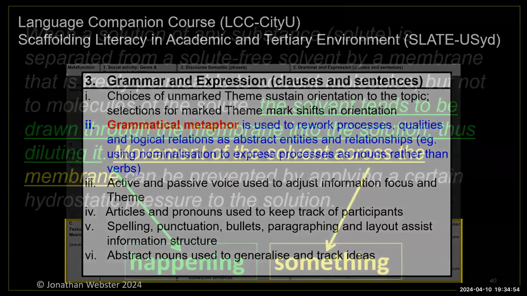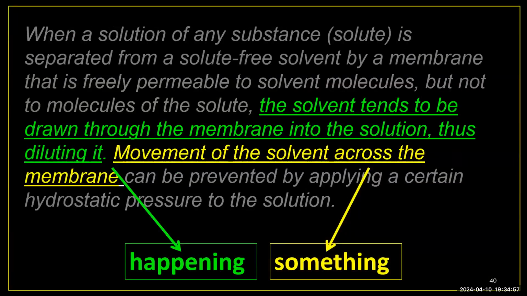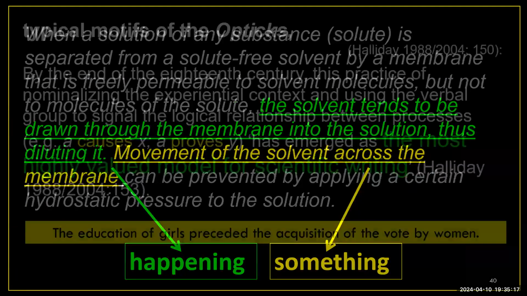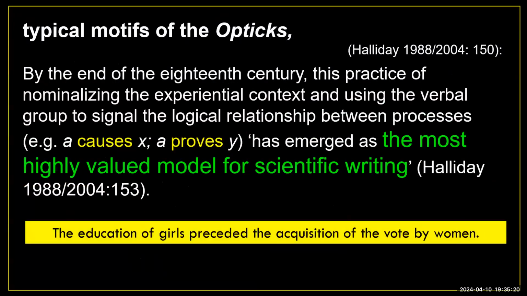Grammatical metaphor. I hope it's clear to you. It's where you take, for example, here, what was all expressed in very verbal terms, and I'm using verbal in the sense of verbs, and it sums up then as a something. It sums it up as a noun group. The education of girls preceded the acquisition of the vote by women.